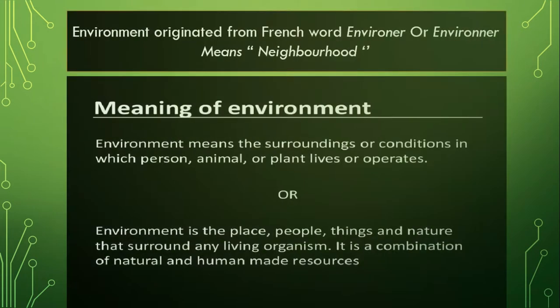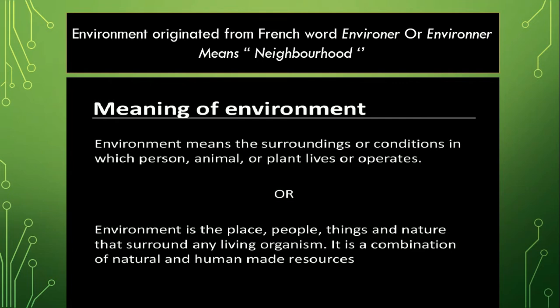First of all, we learn the meaning of environment. Environment originated from the French word environ or environneur, meaning neighborhood. Neighborhood means a particular part of a town and the people who live there. Environment means the surroundings or conditions in which a person, animal or plant lives or operates. Environment is the place, people, things and nature that surround any living organism. It is a combination of natural and human-made resources.